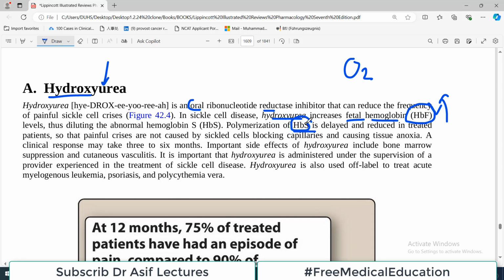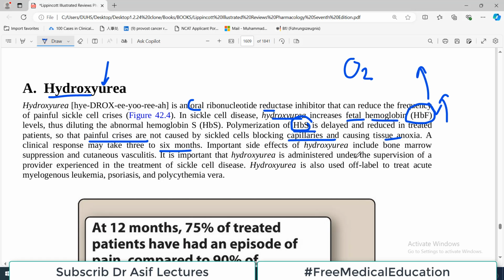So obviously that is the problem, और इसको dilute कर दिया जाता है, इसकी polymerization delay हो जाती है अगर hemoglobin F की concentration को बढ़ा दें. So these patients live a happy life. The painful crises are less and they are not caused, and there is no sickling, तो capillaries block नहीं होती, tissue anoxia नहीं होता, pain नहीं होता. So the clinical scenario improves very much. Okay. A clinical response may take 3 to 6 months, however, after taking hydroxyurea.